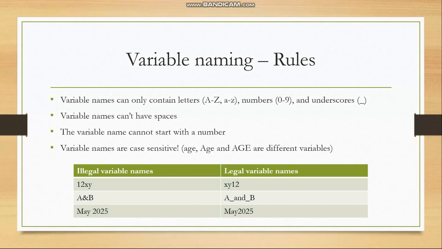Now let's go over some illegal and legal variable names. Now over here, the variable name starts with a number. It starts with 1, so that's illegal. So it has to start with a letter or an underscore. Now over here, it's using an illegal character. It's using an ampersand. That's not allowed.